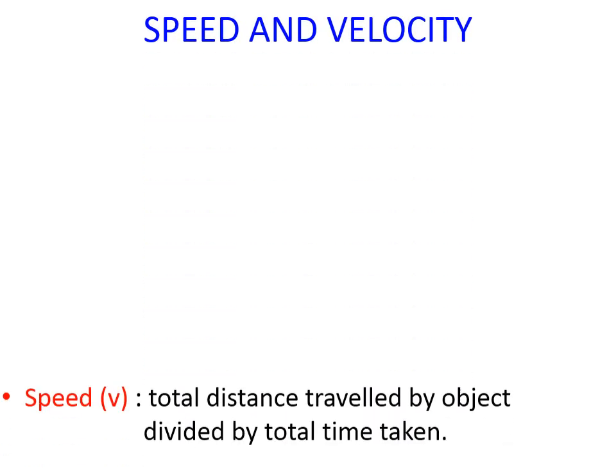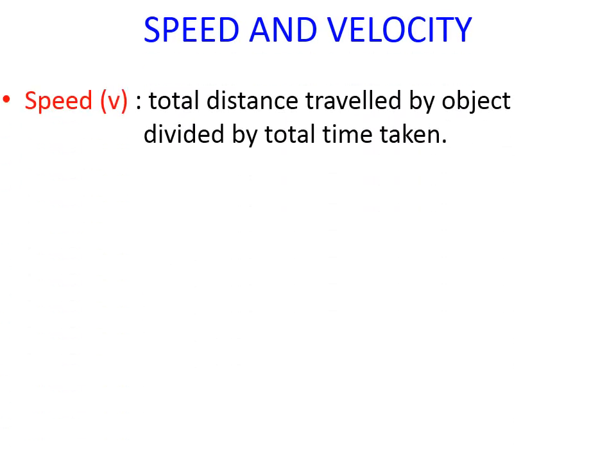After we have understood distance and displacement, now we will learn about the definitions of speed and velocity. Speed is symbolized by v, and is the total distance traveled by an object divided by the total time taken. Because of that, speed is formulated by v equals s per t.